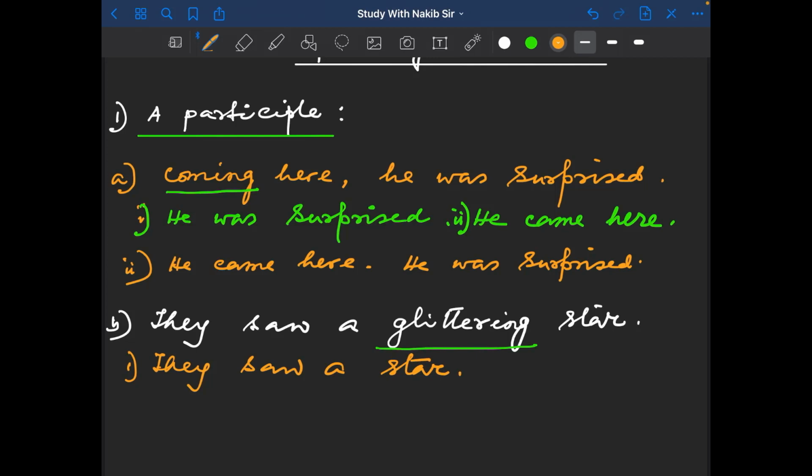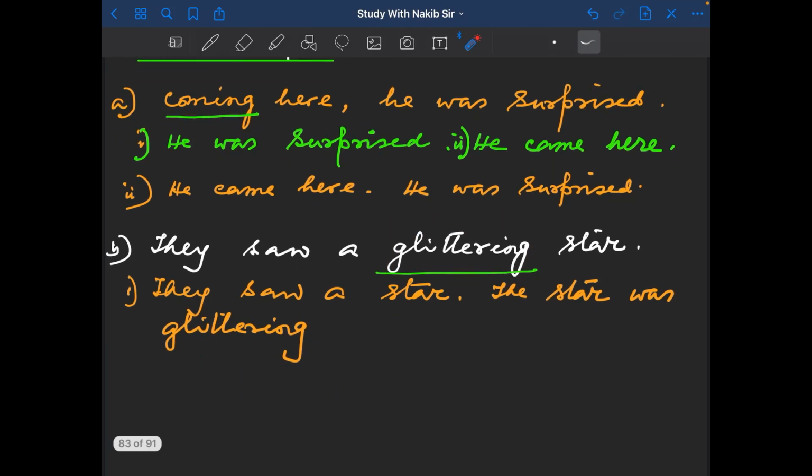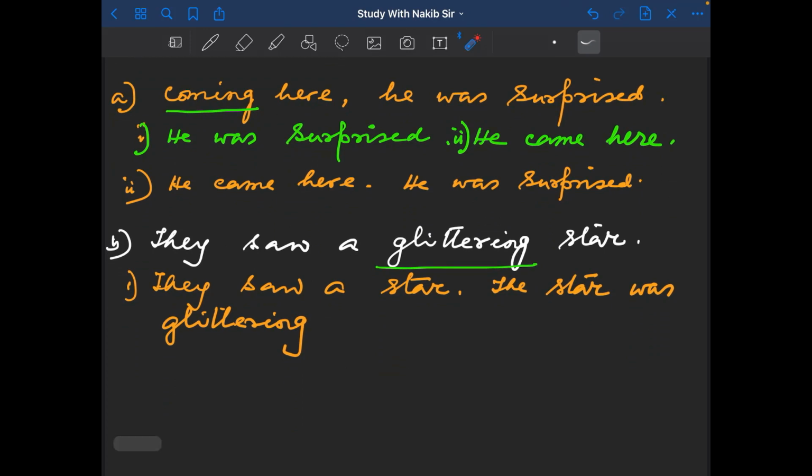Okay, now the glittering. Saw is the past tense, so the star was glittering. Okay, the star was glittering. The star was glittering is an active voice because glittering is the present participle. So your given sentence, they saw a glittering star, is split up into two separate sentences, and they are: they saw a star, the star was glittering.